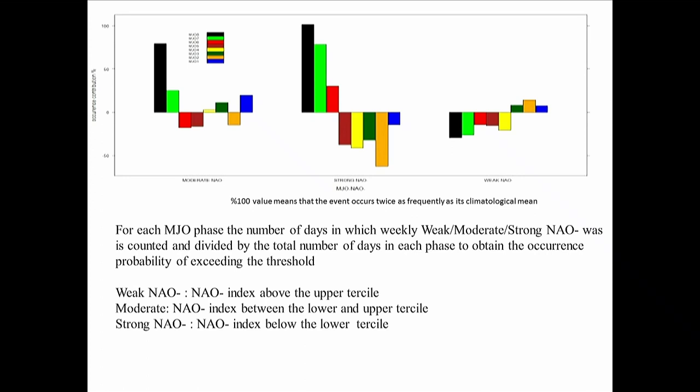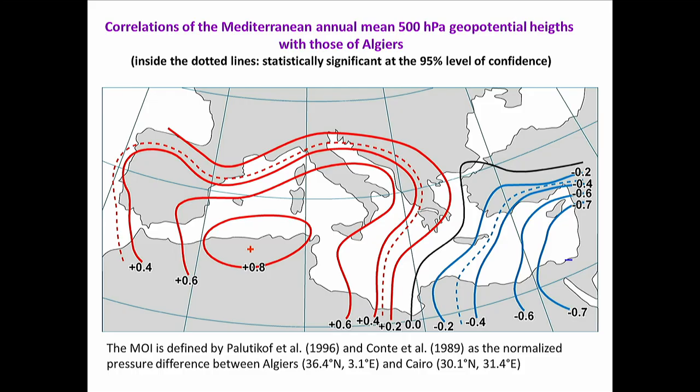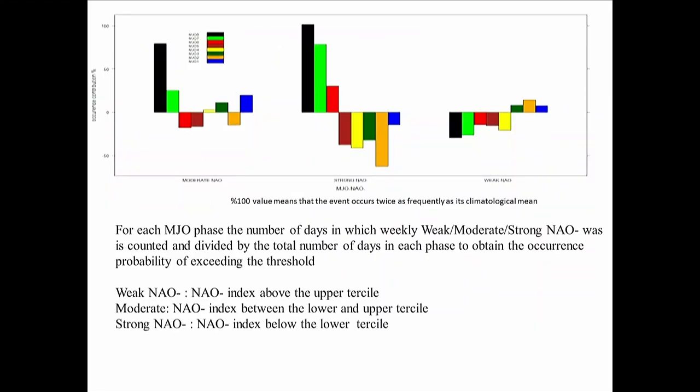So as you see here for MJO, we see a relationship when we have a strong NAO. Here, in blue I have phase one, and red is phase eight. So here I go from phase one to phase eight. For strong NAO, the event where I have a strong NAO, we see that the occurrence of strong NAO happens with a great frequency when we have phases six, seven, eight of the MJO. So the impact is more clear when picking the strong NAO negative events.